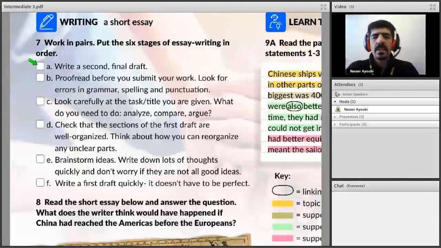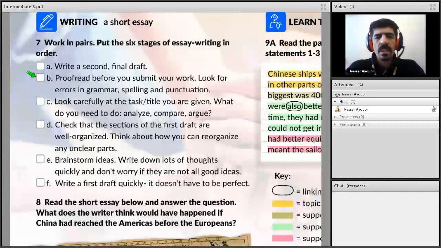5 is A. Write a second final draft. After you reorganize the parts, you write a second final draft, and then you proofread before you submit your work. Proofread means read for a kind of double check. Proofread before you submit or give in your writing, your work. Look for errors in grammar, spelling, and punctuation. This is proofreading.